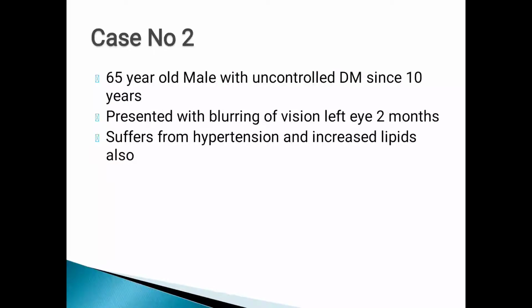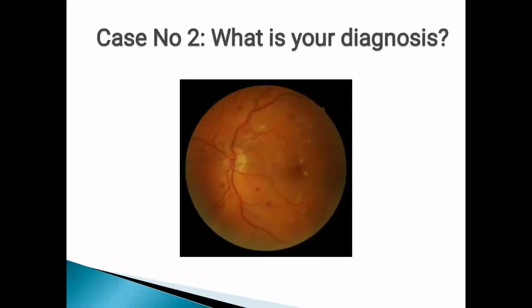The second case is a 64-year-old male with uncontrolled diabetes for the last 10 years, who presented with blurring of vision in the left eye for 2 months. There are other comorbidities also, such as hypertension and increased lipids. So what's the diagnosis?